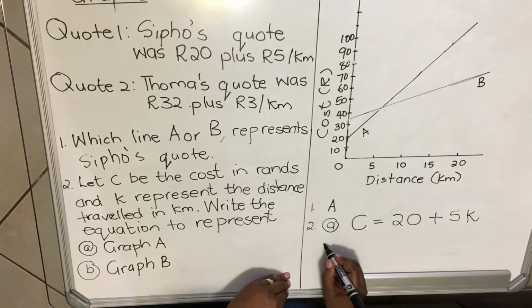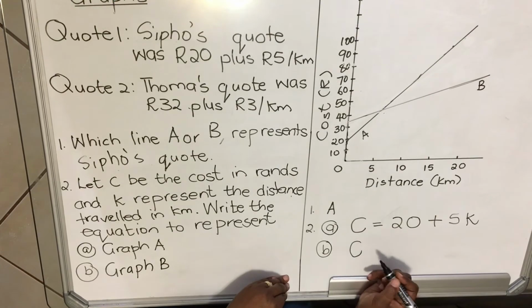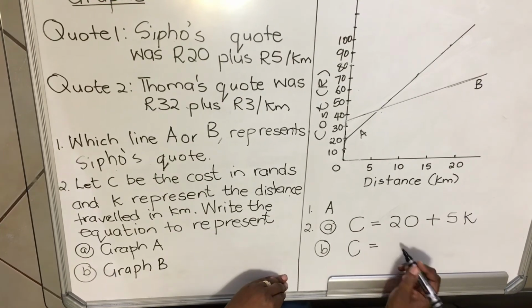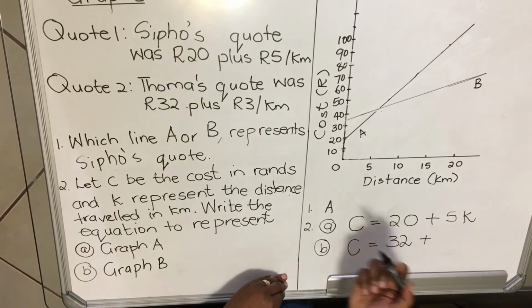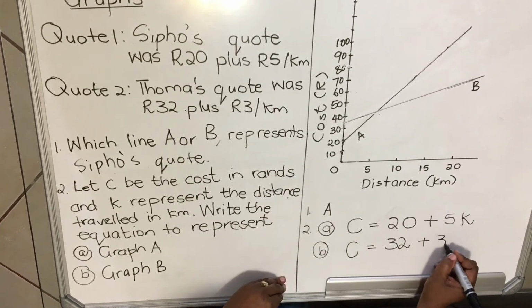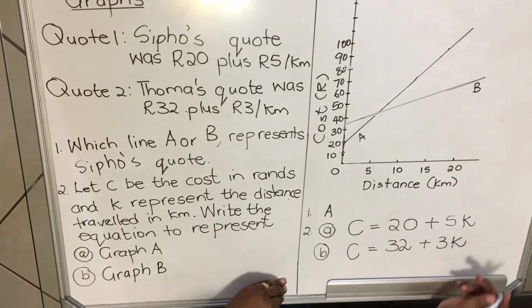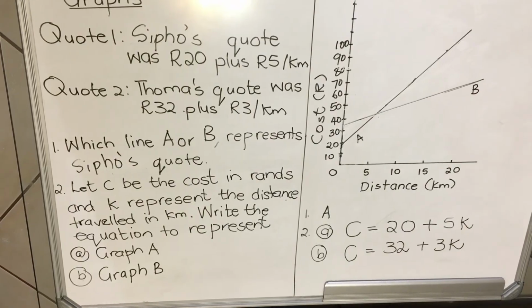B. C is the cost. He paid 32 rand up front. And then how much for every kilometer? 3 rands per kilometer. So that's how you write the equation.